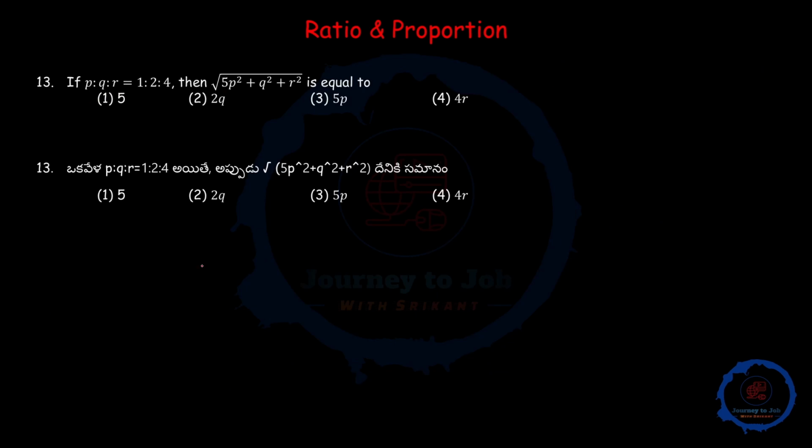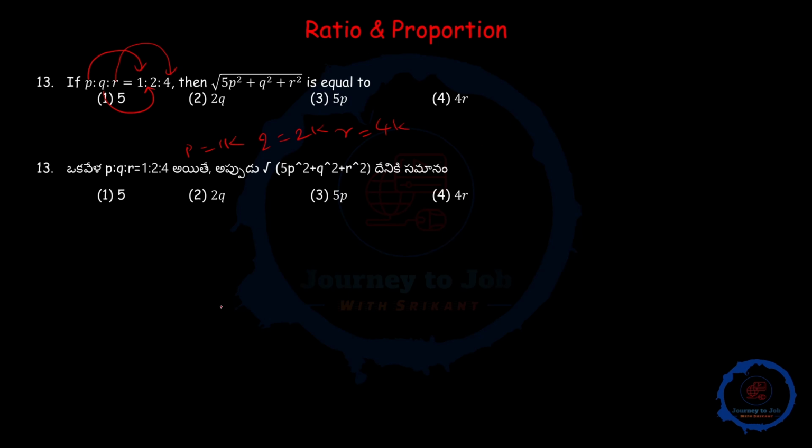Next question. P is to Q is to R. See, P is to Q is to R, 1 is to 2 is to 4 అంటే P is 1, Q is 2, R is 4. Directly you can take P is equal to 1, Q is equal to 2, R is equal to 4. Not exact values. These are not exact values. See, you have to multiply some constant. K, 1K, this is 2K, this is 4K.